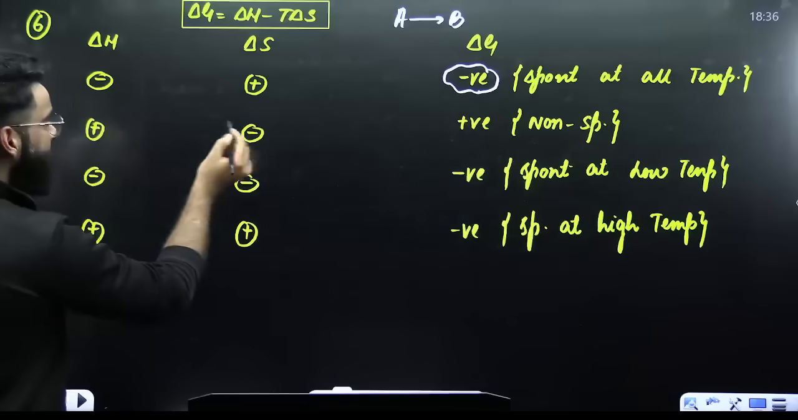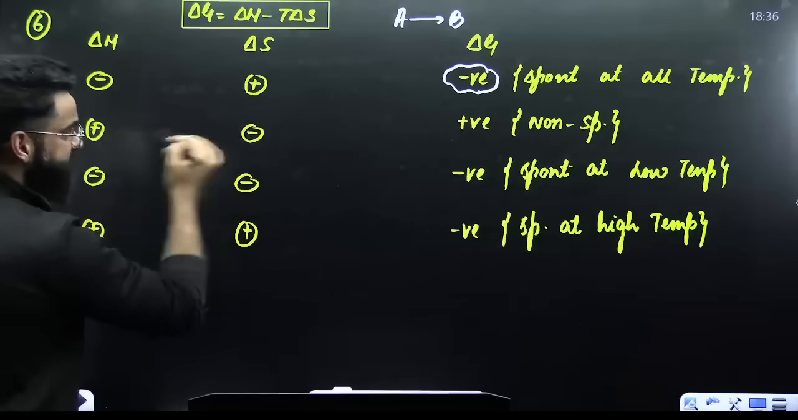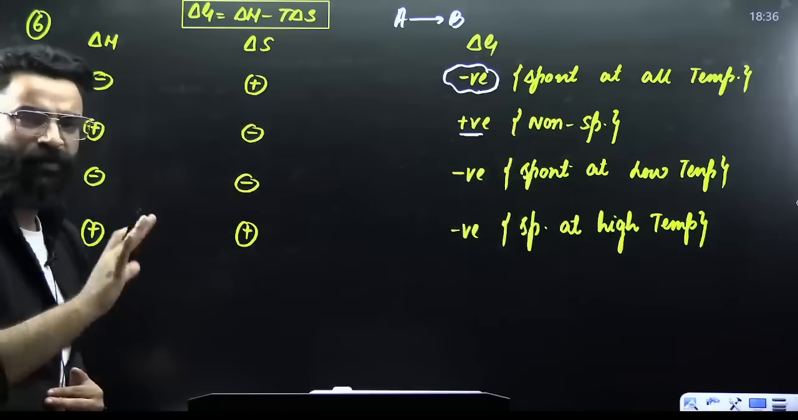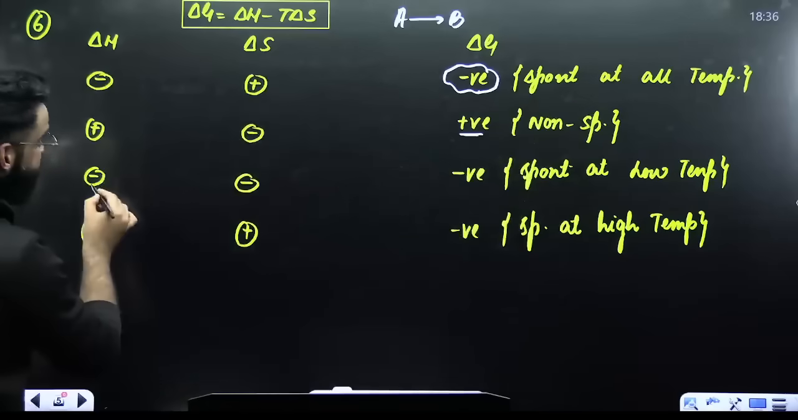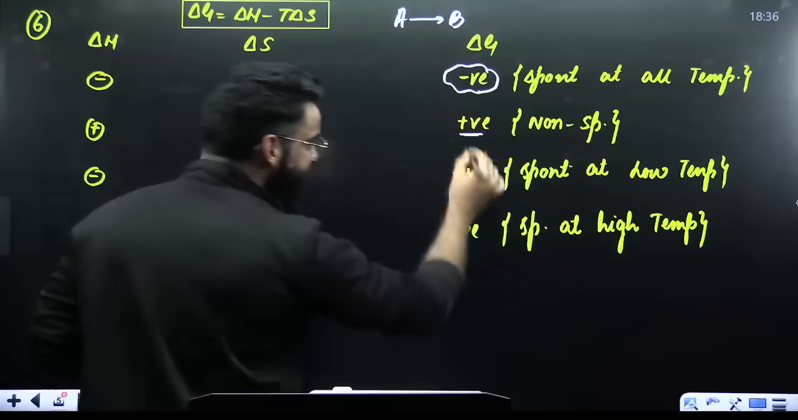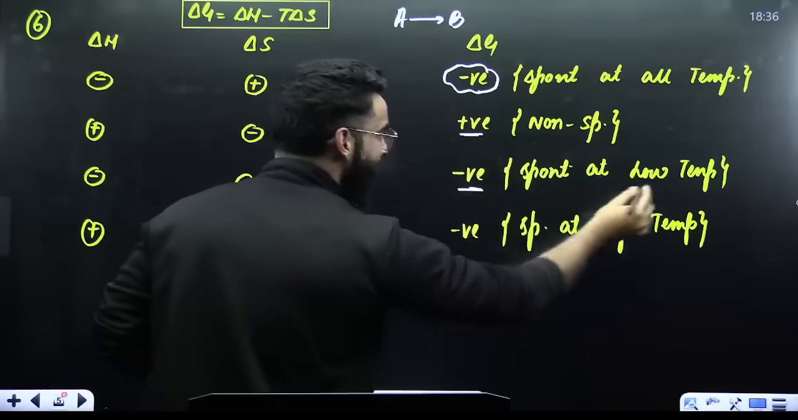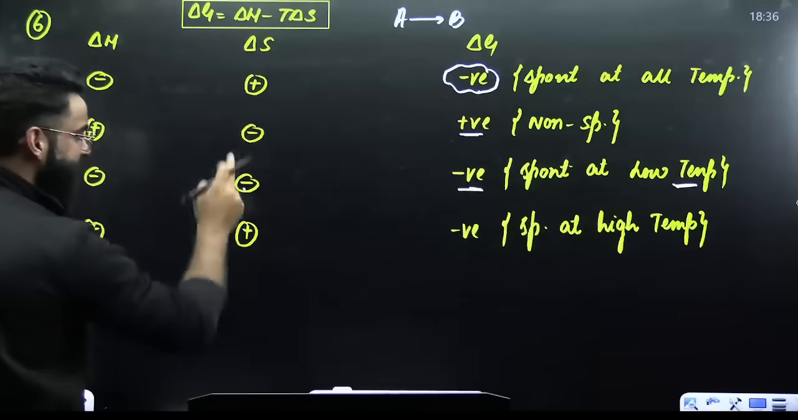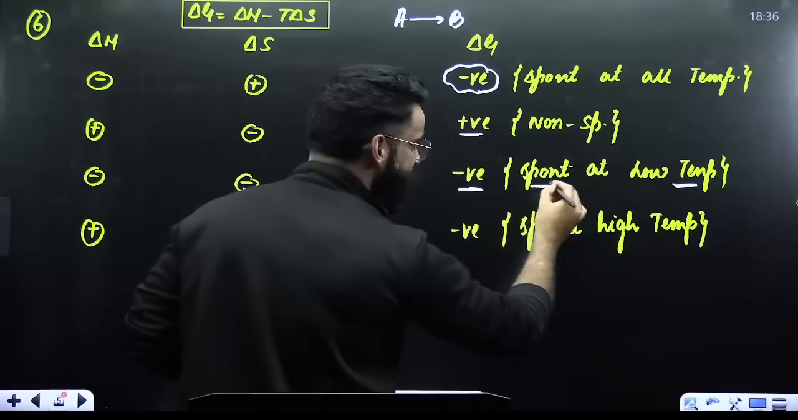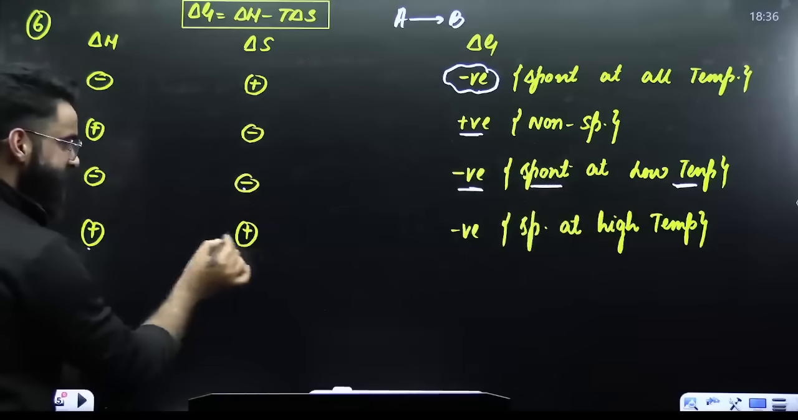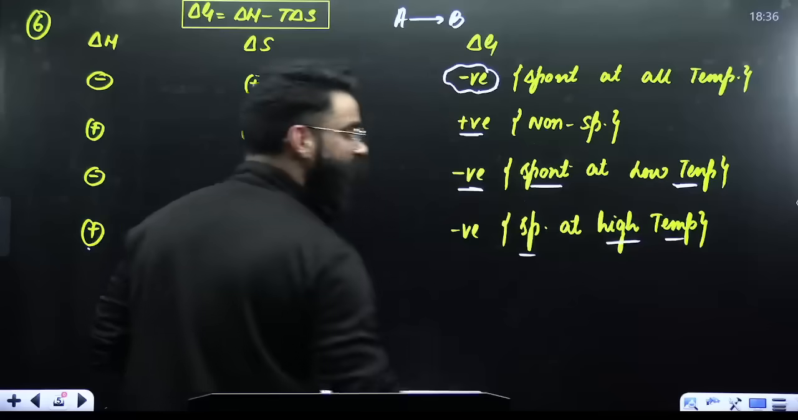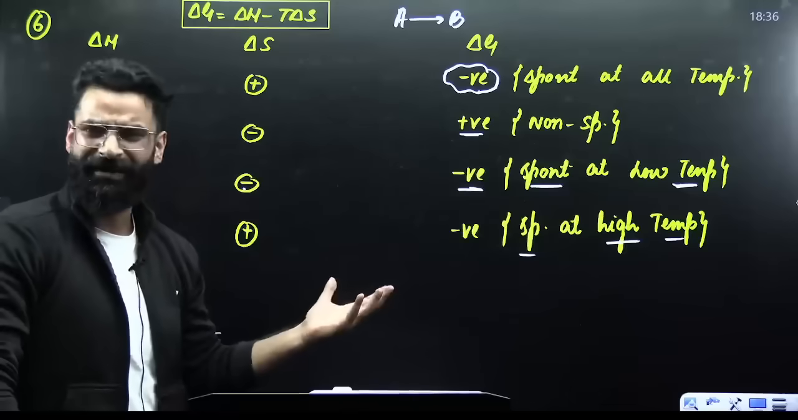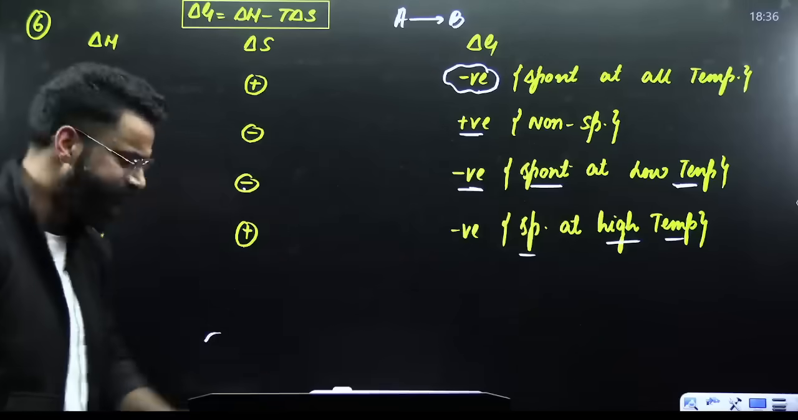Similarly, if delta H is positive and delta S is negative, delta G will always be positive, which means that the reaction is going to be non-spontaneous at all temperatures. If delta H is negative and delta S is negative, delta G will be negative only at low temperatures. So for that particular process for which delta H is negative and delta S is negative, we say that the reaction will be spontaneous only at low temperatures. Similarly, if delta H is positive and delta S is positive, the reaction will be spontaneous only at high temperatures. This is again, my dear students, one more table from which a theoretical question can be asked. So remember this particular table as well.